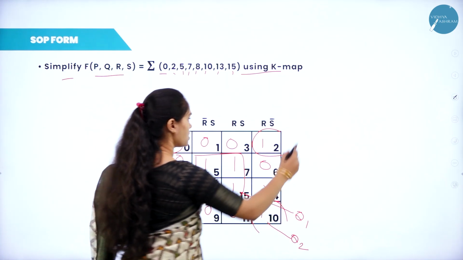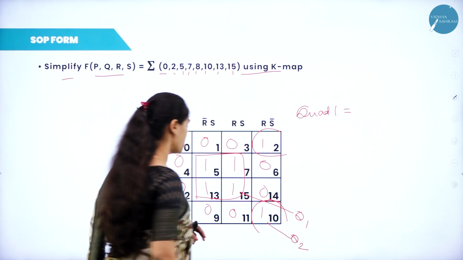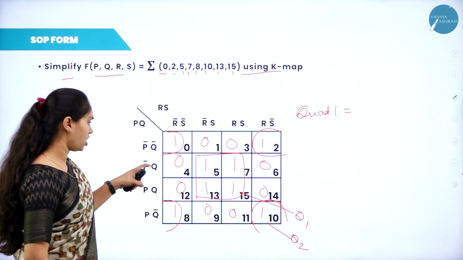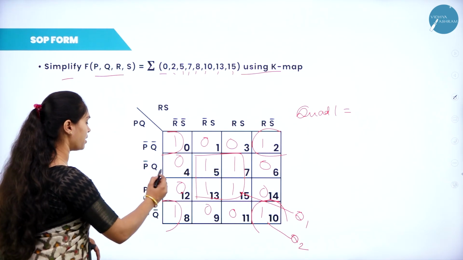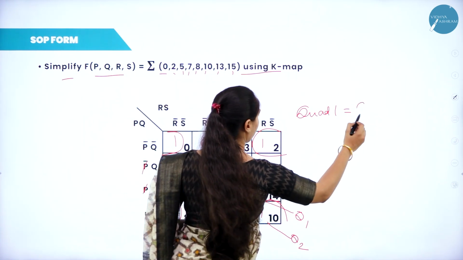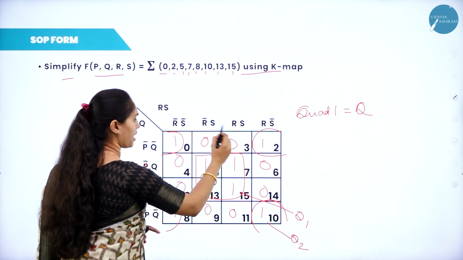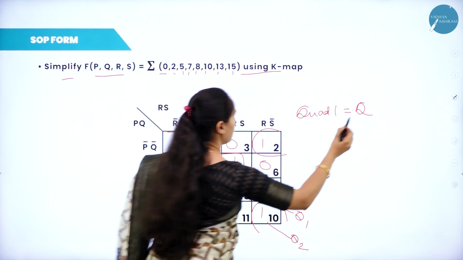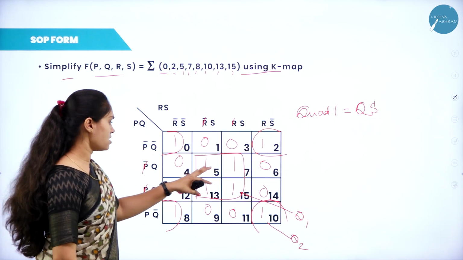Let me simplify this quad 1 first. Quad 1, that comprises of what? This P bar Q row as well as PQ row. So what is the common variable here? P and P bar will get cancelled. Q is the common variable for row. And consider a column R bar S, RS. This will be cancelled again. Yes. So QS is the simplified version for this first quad.